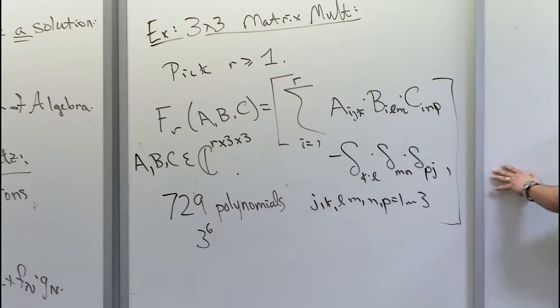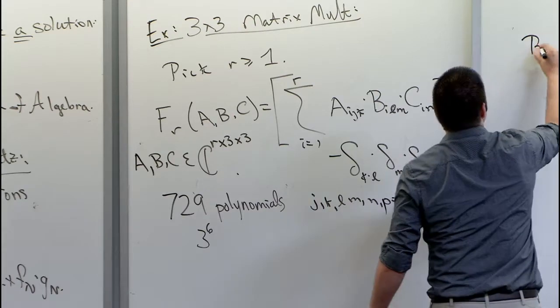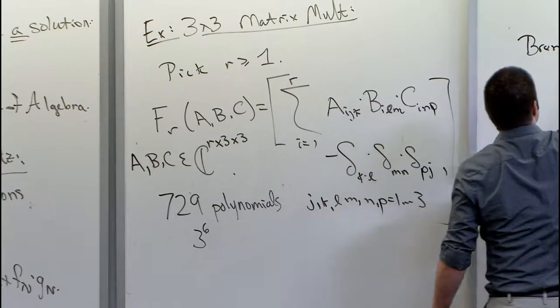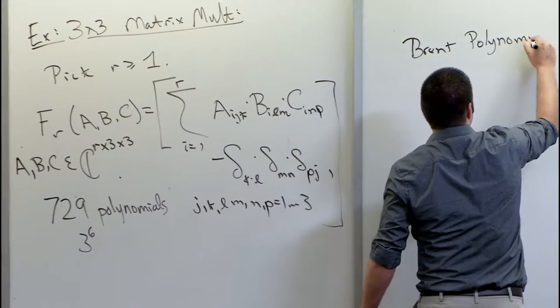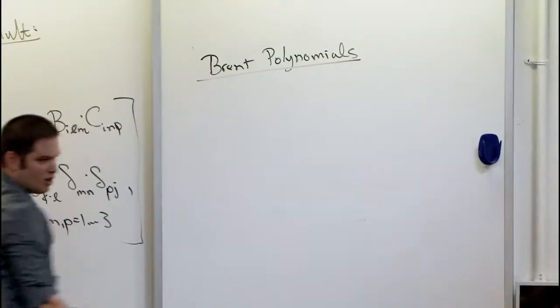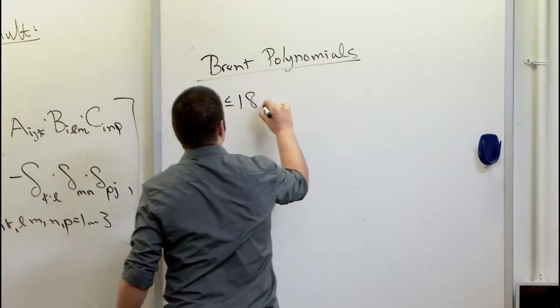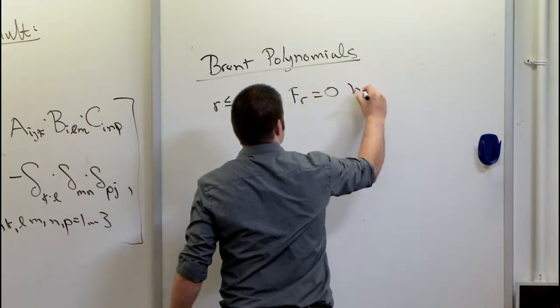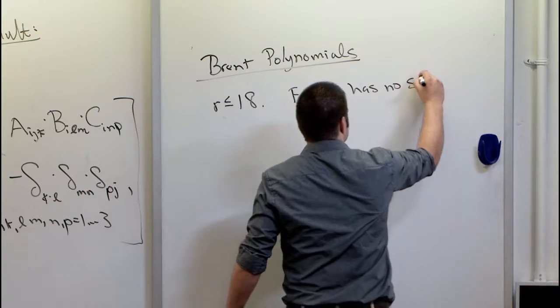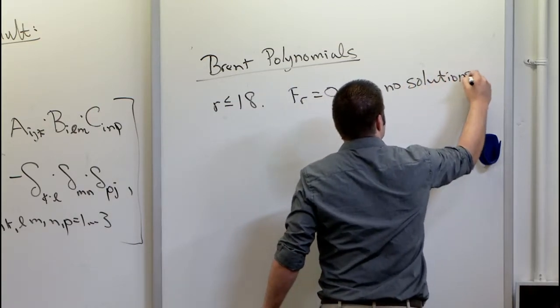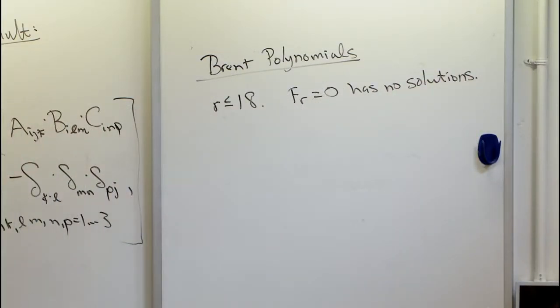So these have a name. These are called the Brent polynomials. And what's known about them? When R is less than or equal to 18, f of R equal to 0 has no solutions. Why are these called Brent polynomials? Because there was a paper of Brent, which were the first ones to write them down. And if you read Lauterman's paper, he refers to this paper of Brent.